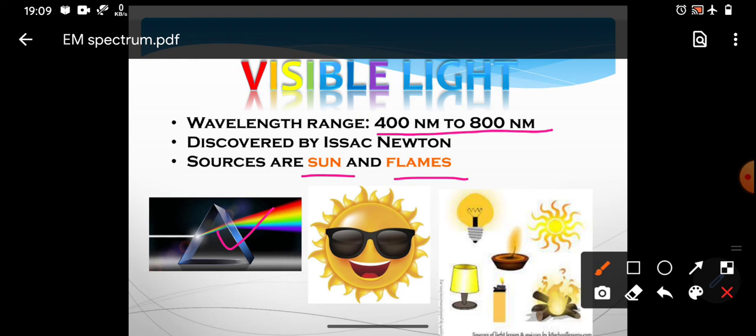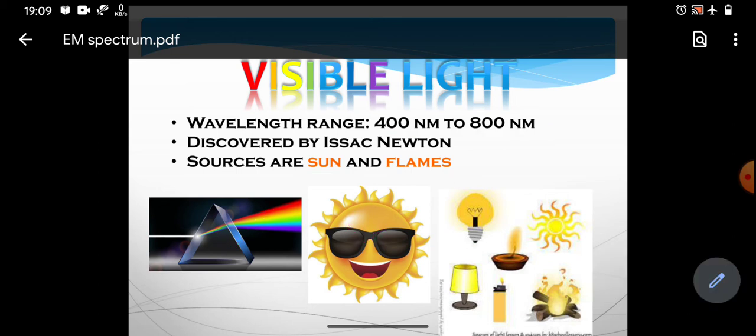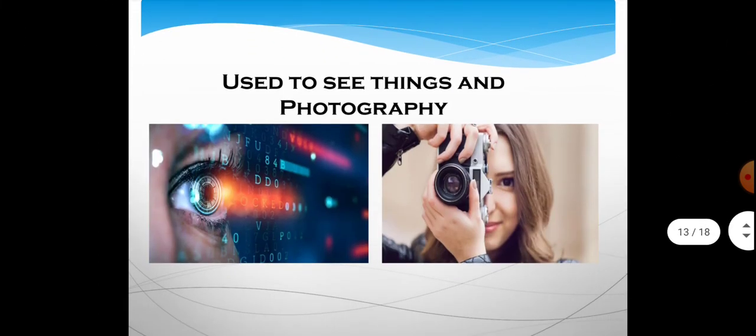Then the main sources of these are the sun and the flames. Any kind of flame, like you can see over here, I have shown different sources of light. Any kind of flames produce visible light, and obviously the sun also produces visible light. So uses: they are used to see things and in photography. For vision, obviously visible light is necessary. Without visible light we cannot see anything, and those who know about photography must understand that light is a very important factor for photography.